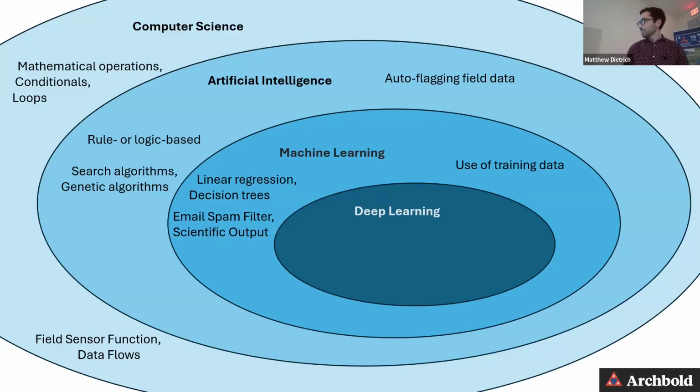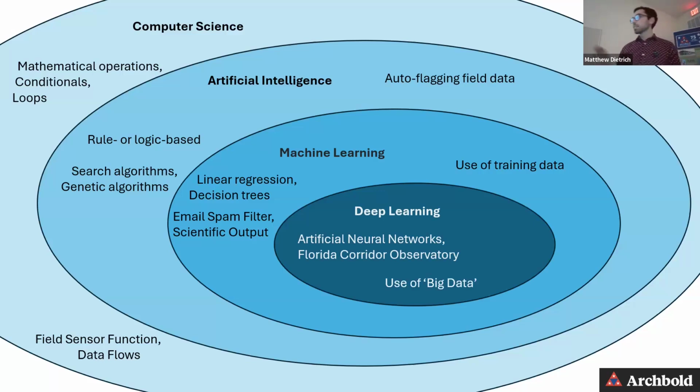And if we go to this final deep learning level, that's where we're getting into artificial neural networks like the Florida Corridor Observatory, and how we're trying to auto ID images and audio as they come in. This is also now the realm of big data. You need very large data sets to train a reasonably accurate model with any sort of proficiency in the task that you're trying to get it to learn.